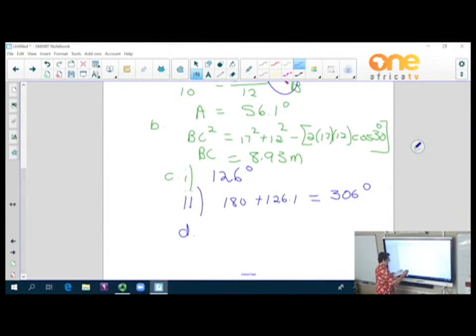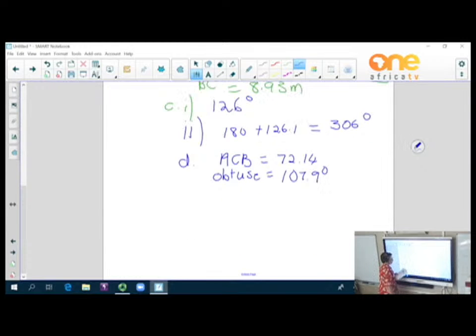So angle ACB is 72.14 degrees, which I calculated in that triangle there. If it is obtuse, it is 180 minus that one, which makes it 107.9 degrees. Can you see? Remember the cos that we worked with.